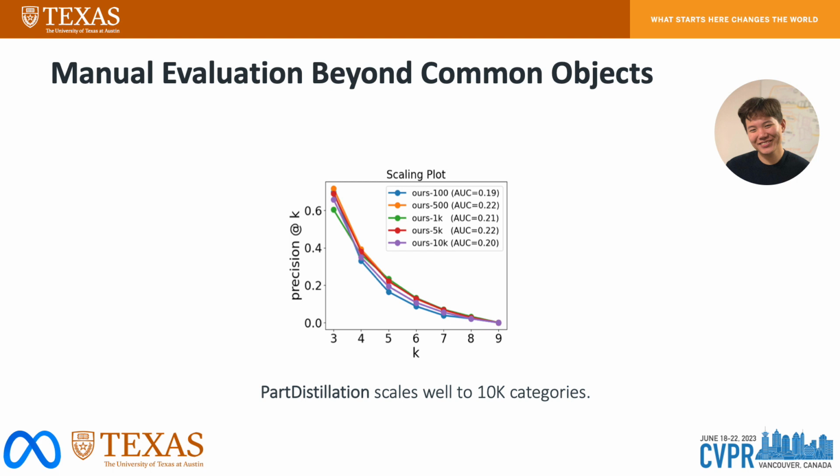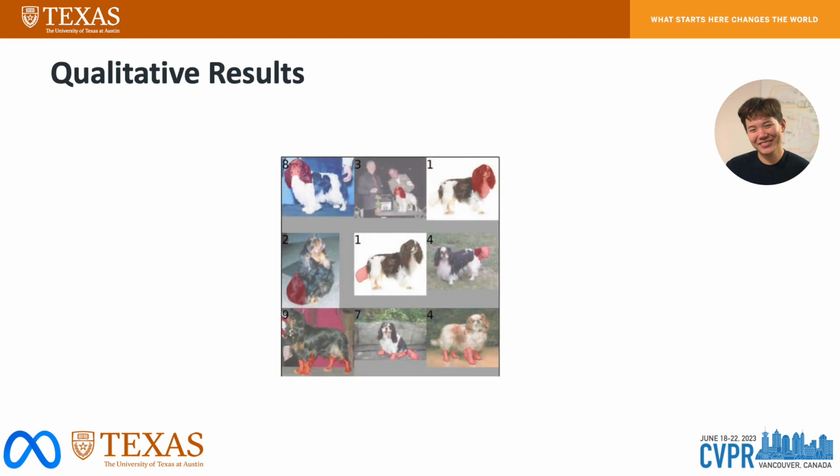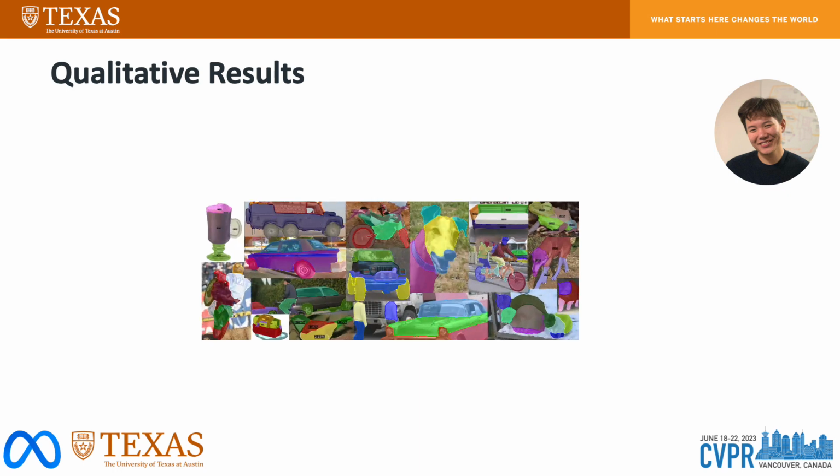Finally, we show that PartDistillation scales nicely to 10K object classes. Here are some random samples of the part segmentation generated by PartDistillation.